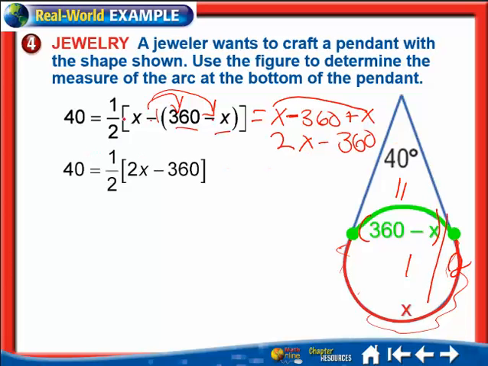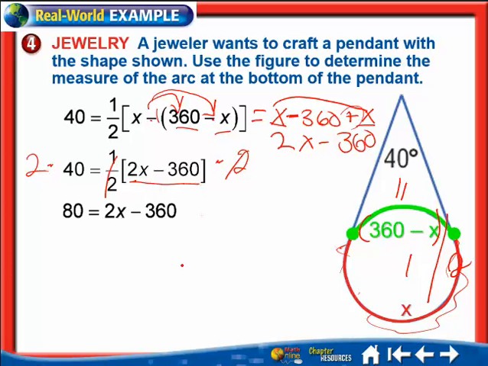40 equals 1/2. I just brought these two things down. I distributed my -1. That gave me two x's that I could put together. They're both positive. So it became 2x, and then my 360 was still negative. Now, how am I going to get rid of this half? I'm going to multiply by 2. 40 times 2 is 80, and that got rid of my 1/2, so I'm just left with whatever was in my brackets.